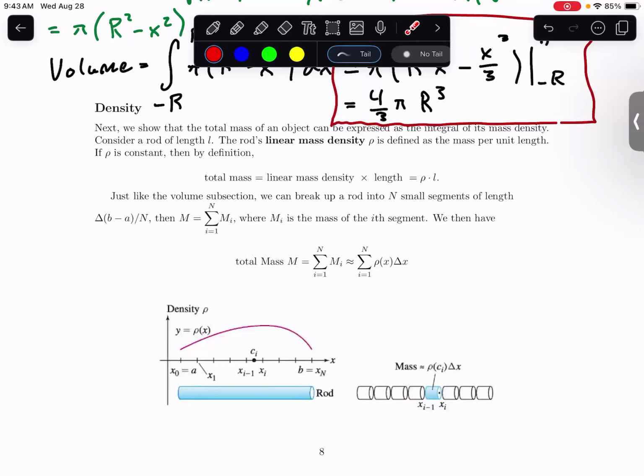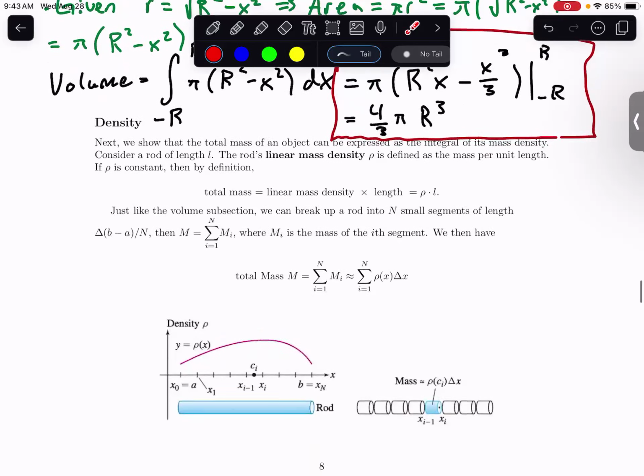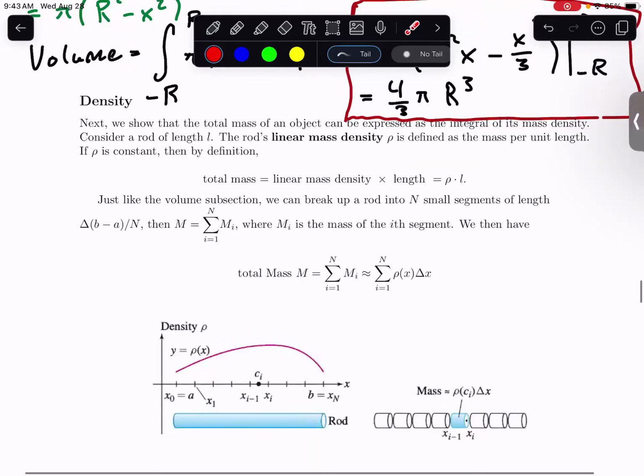So next we're going to be looking at linear mass density. Usually you have some sort of rod or something like that. This is pretty physics stuff. I don't know that much about physics, so I might not have the best explanation of what's going on. But you'll like these problems. These are some of the easiest problems you'll see this semester.